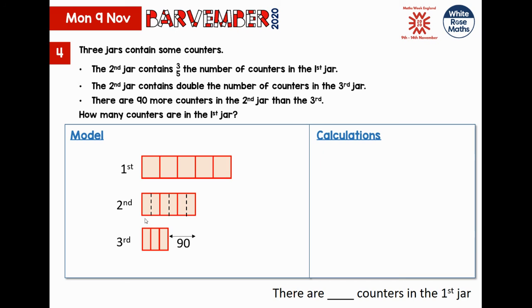But what we've done, we found a common denominator and split it up. Instead of these parts, we divided each of those in half, and now 3 of these parts is the same as 6 of these parts. There are 90 more counters. Again, we've got a double-headed arrow because this is about difference, and we can see that that 90 represents 3 of these parts.